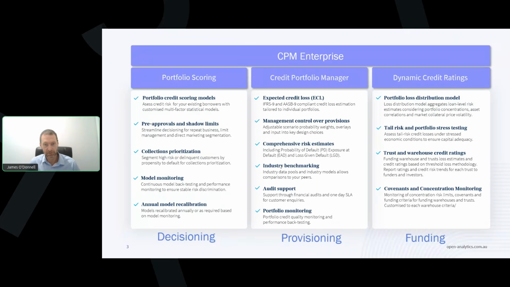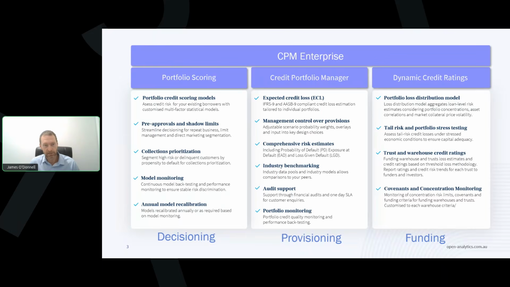I'll start in the middle on this slide. Our standard Credit Portfolio Manager is probably our most popular hosted product. You can think of it as an all-in-one solution for provisioning and expected loss. It covers all your core risk estimation and your expected loss estimates, but also the aspects around reporting and monitoring, things like back testing your risk estimates and monitoring your portfolio. That takes care of everything related to IFRS-9 or AASB-9 compliance.